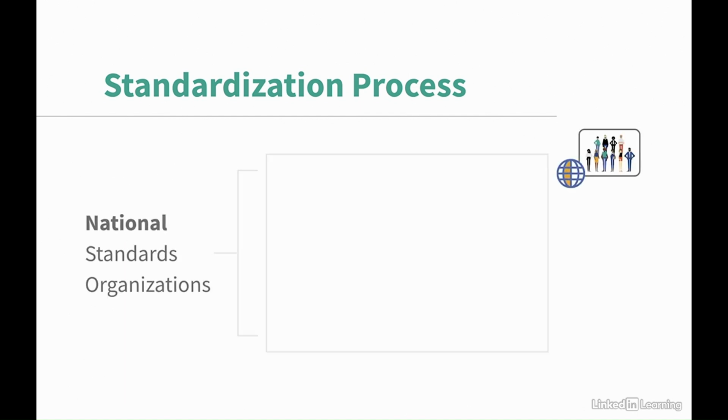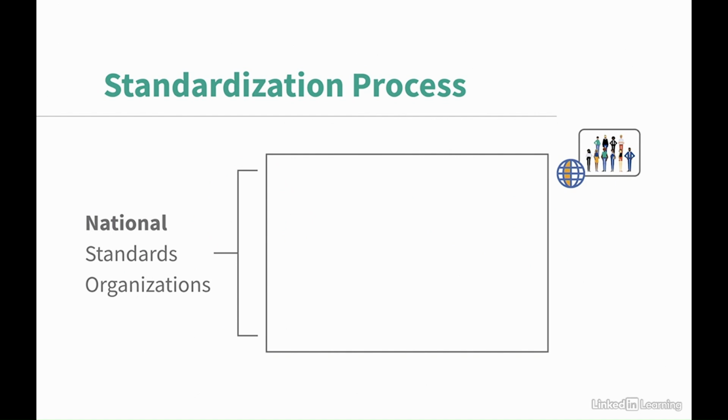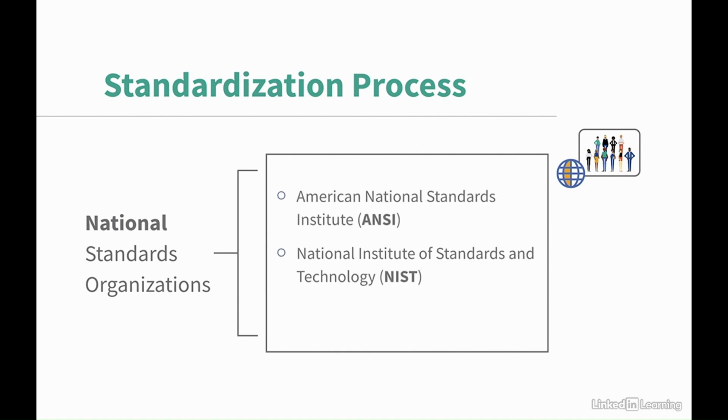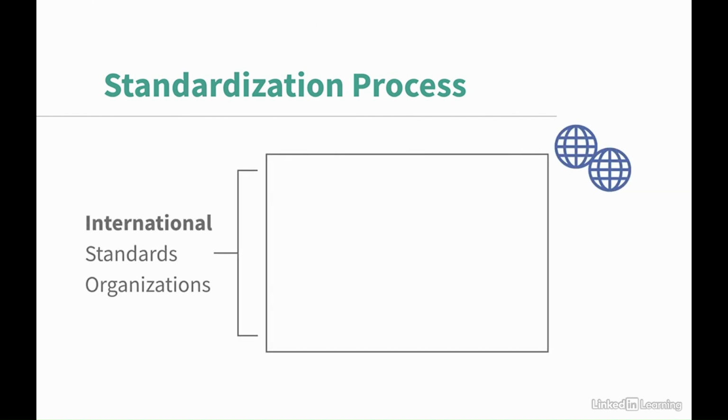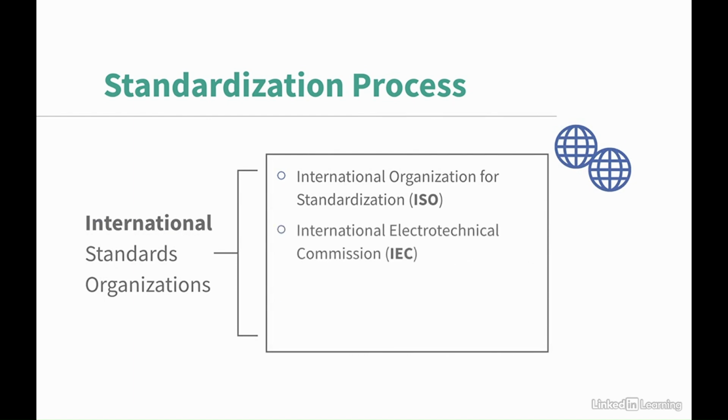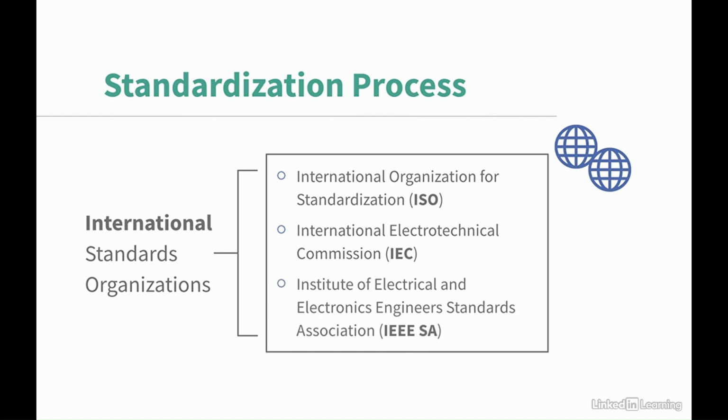Some examples of national standard organizations are the American National Standards Institute, the National Institute of Standards and Technology, and the Standards Council of Canada. Examples of international standard organizations include the International Organization for Standardization, the International Electrotechnical Commission, and the Institute of Electrical and Electronics Engineers Standards Association.